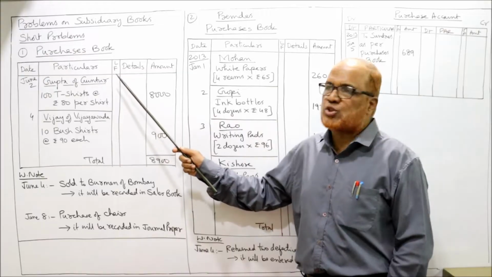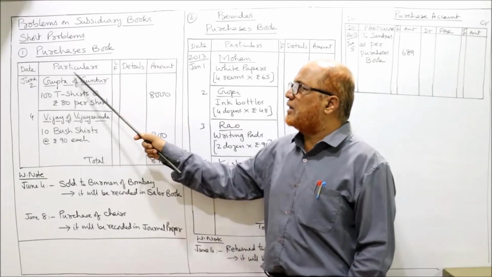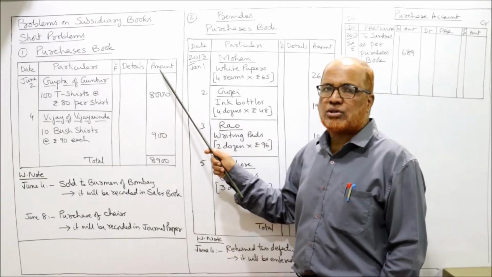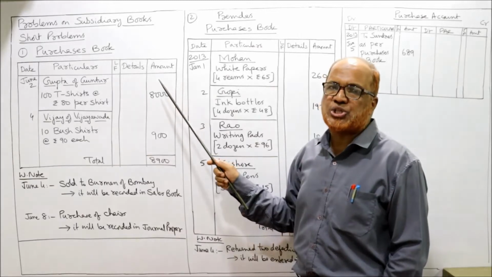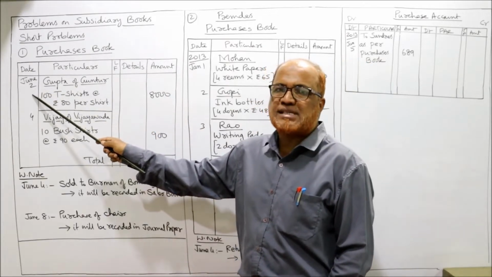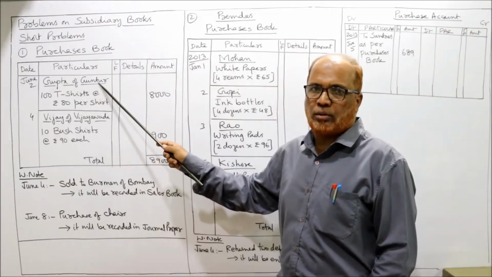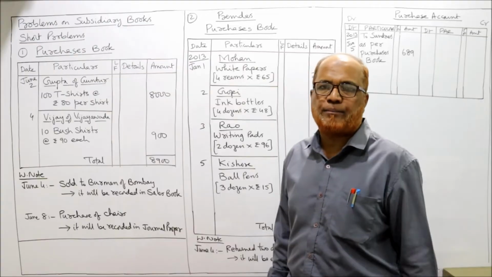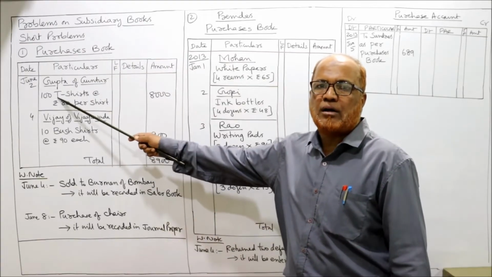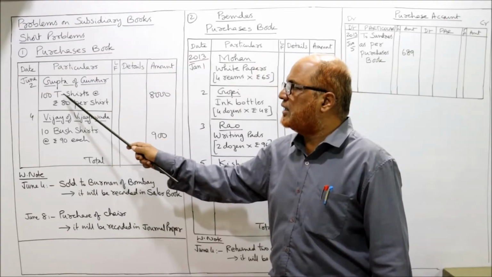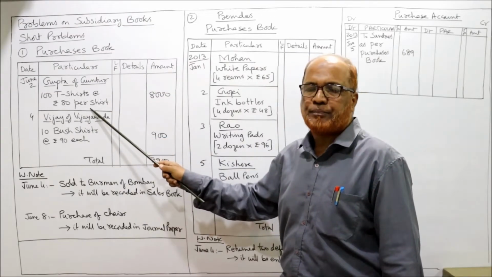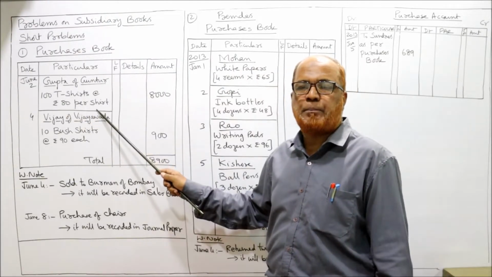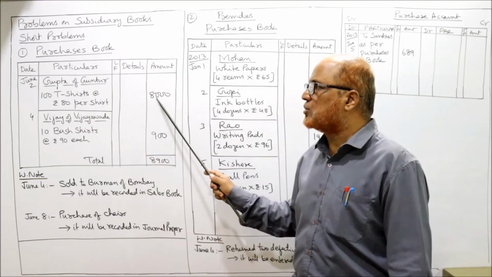Now, what is the format of the purchase book? See here. Purchase book: date, particulars, LF (ledger folio), details, amount. These are the columns we have to make in purchaser's book. Now date, June 2nd. Gupta of Guntur, that means the supplier from whom we purchased; we write down the name of the supplier. Gupta of Guntur, 100 t-shirts at rupees 80 per shirt, as given in the problem. So 100 into 80, 8,000 rupees.